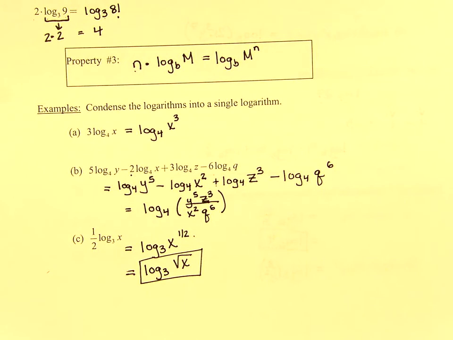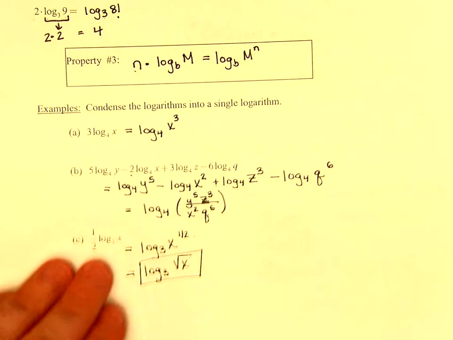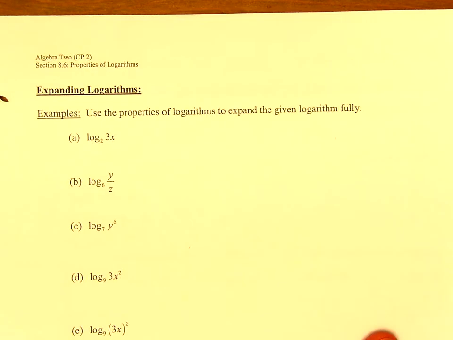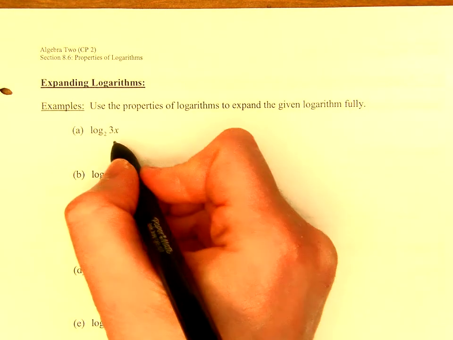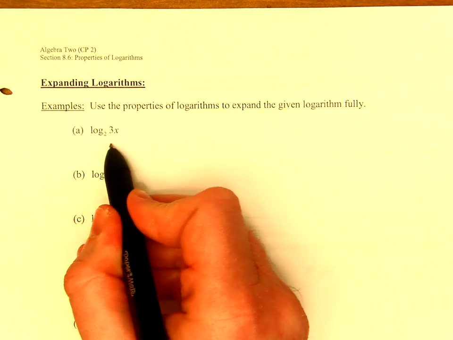So these 2 pages, we're talking about using these 3 properties that we saw to condense logarithms, to turn several logarithms into a single logarithm. What we now need to look at is going in the opposite direction, expanding logarithms. We have the answer to one of those problems that we saw on the previous page, and I want to turn this into an addition or subtraction, or maybe a series of addition or subtraction problems that would give that particular logarithm. For example, in letter A, I see log base 2 of 3 times x.